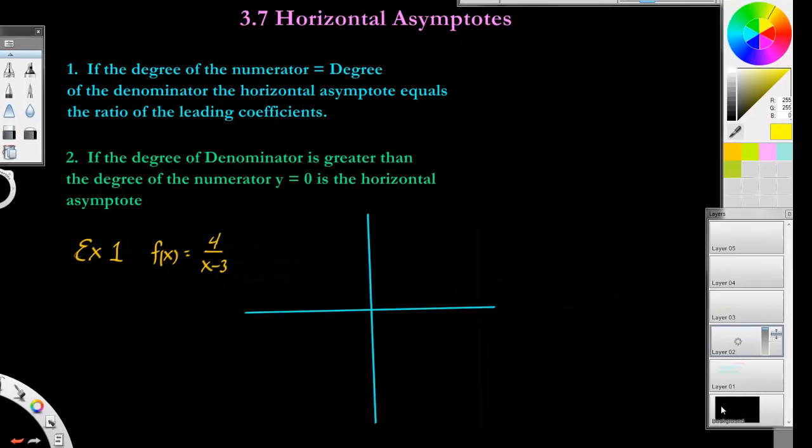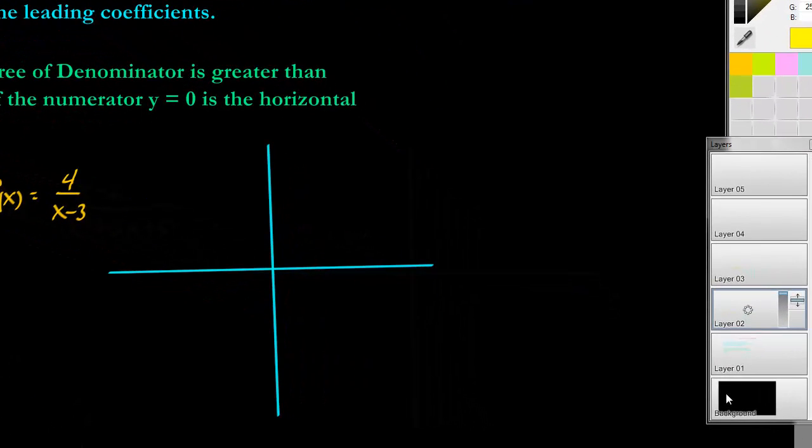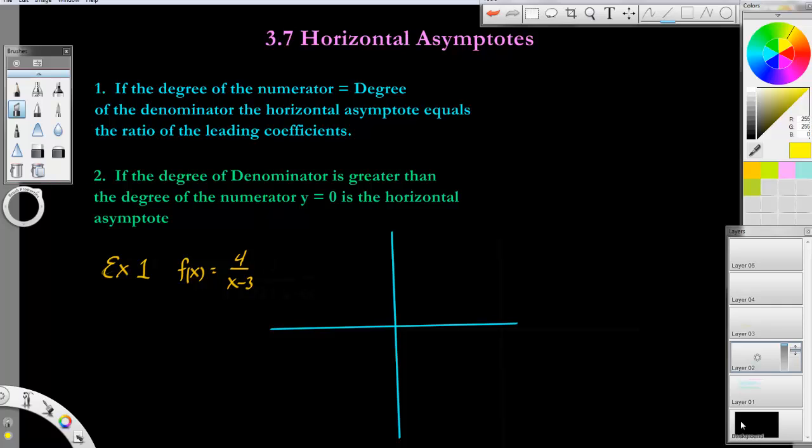Okay, now the world of horizontal asymptotes and vertical asymptotes, especially horizontal. Vertical asymptotes are so visual you can really see them quickly, but horizontal asymptotes are trickier. So I got two rules here. The first one says if the degree of the numerator equals the degree of the denominator, the horizontal asymptote equals the ratio of the leading coefficients. The second one says if the degree of the denominator is greater than the degree of the numerator, y equals 0 is the horizontal asymptote.